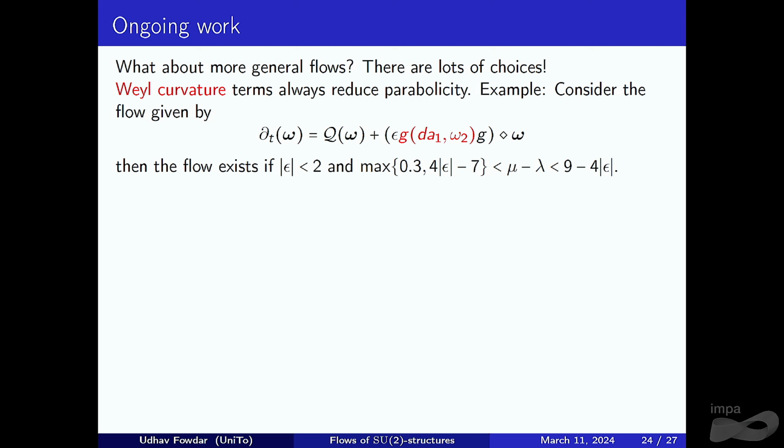I mean, the values 0.3 and 9 were just some values that worked, but I didn't try to optimize the range. But the point is that as soon as I add in Weyl, the set of values for which the flow works will go down. So the more Weyl I add, the worse the flow gets.